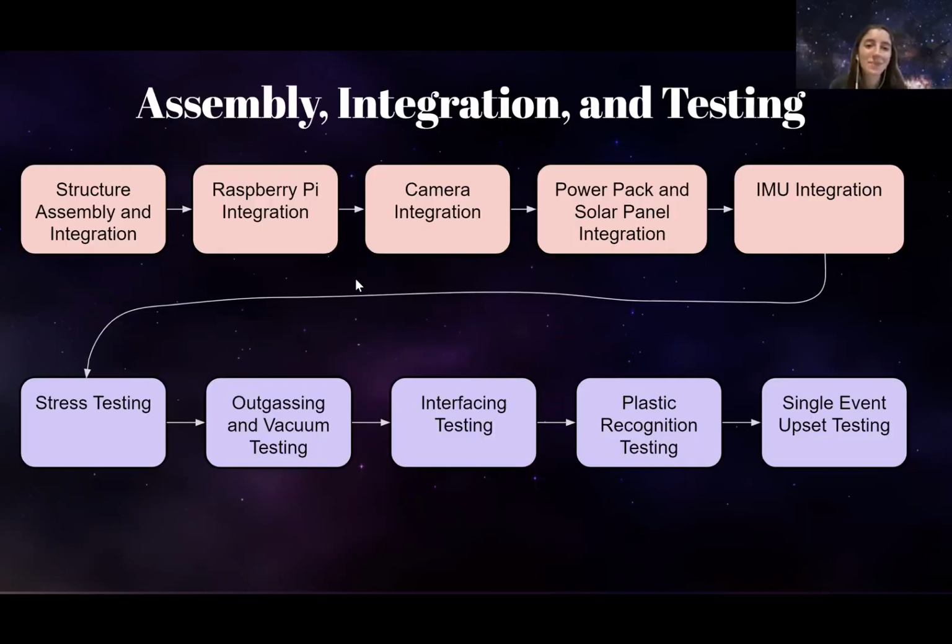This is the assembly, integration, and testing. So we begin with the assembly of the structure. Then we will integrate the Raspberry Pi, followed by the camera, the power pack, and solar panel, and finally the IMU. Then we will perform a stress test, an outgassing and vacuum test, and an interfacing test, then a plastics recognition test, and finally a test for single event upsets.